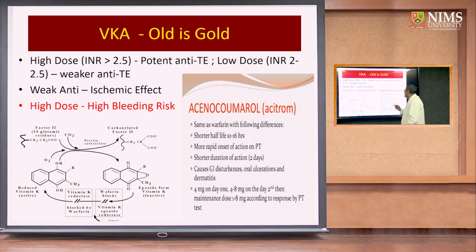Now, as I already discussed with you, they also possess a weak anti-ischemic or weak anti-arterial thrombosis activity. So, in some cases where you need more potent anti-thrombotic activity, you could even use them along with other agents to decrease the risk of arterial thrombosis if it is very high risk. The only problem is if you use a high dose of vitamin K antagonist, then it has a high bleeding risk.